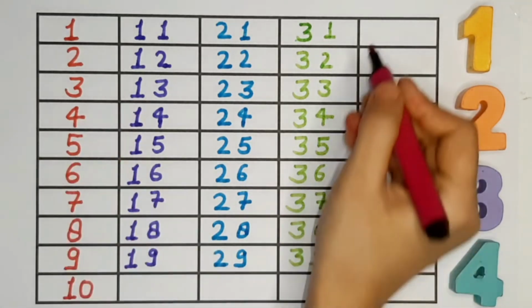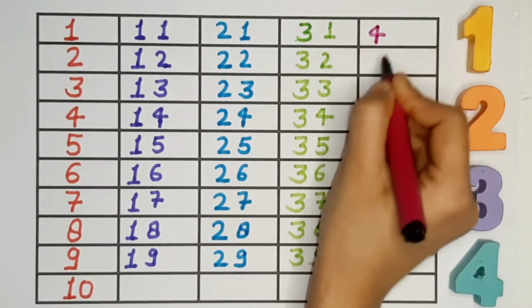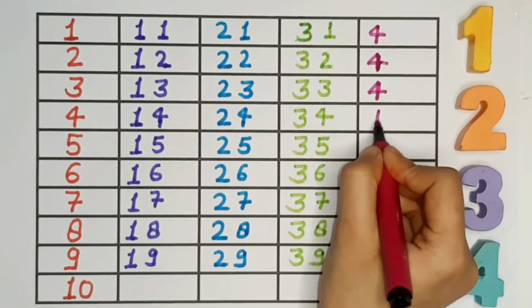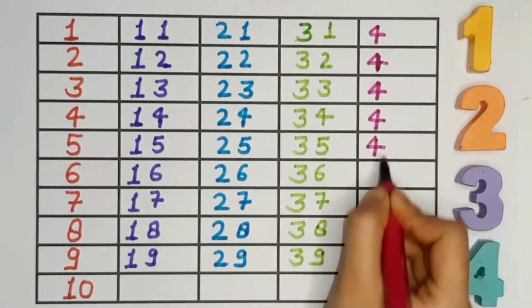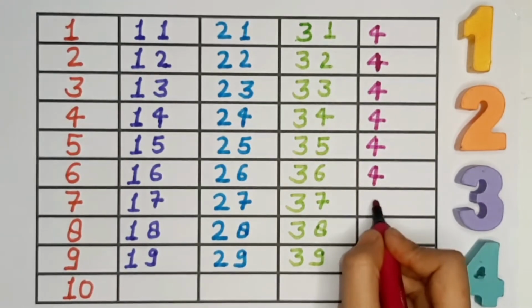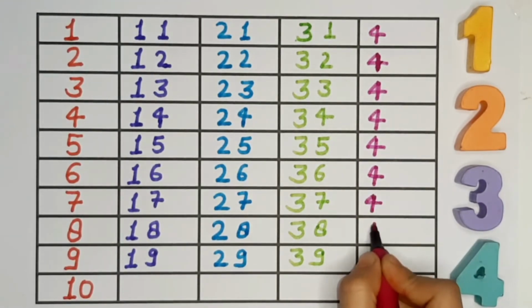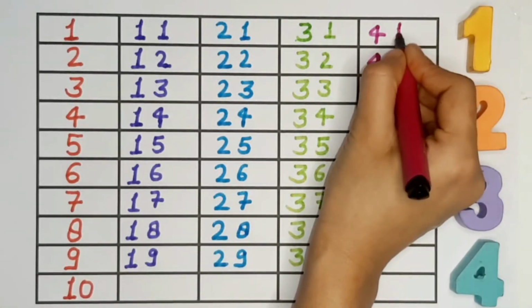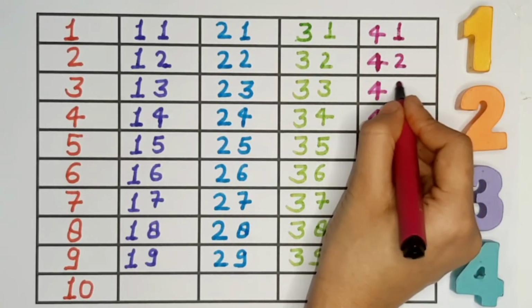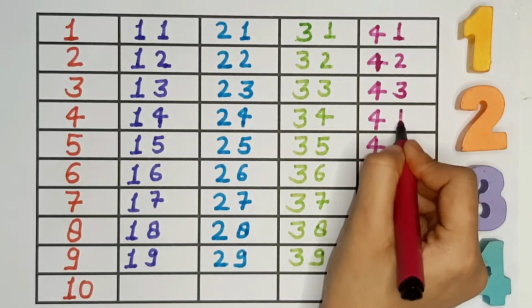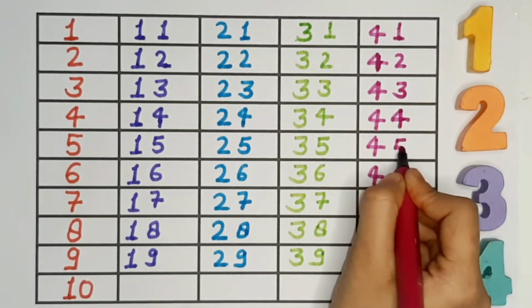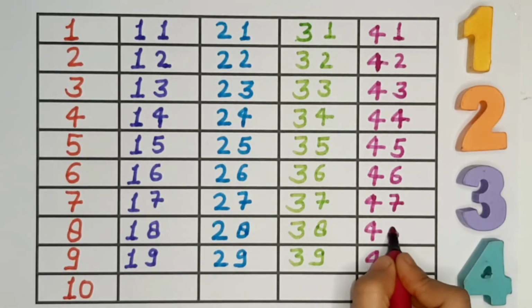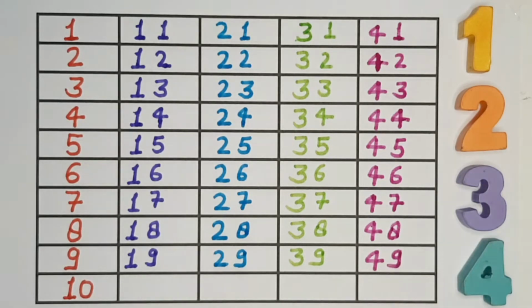Now, 4, 4, 4, 4, 4, 4, 4, 4, 4. 1, 2, 3, 4, 5, 6, 7, 8, 9.